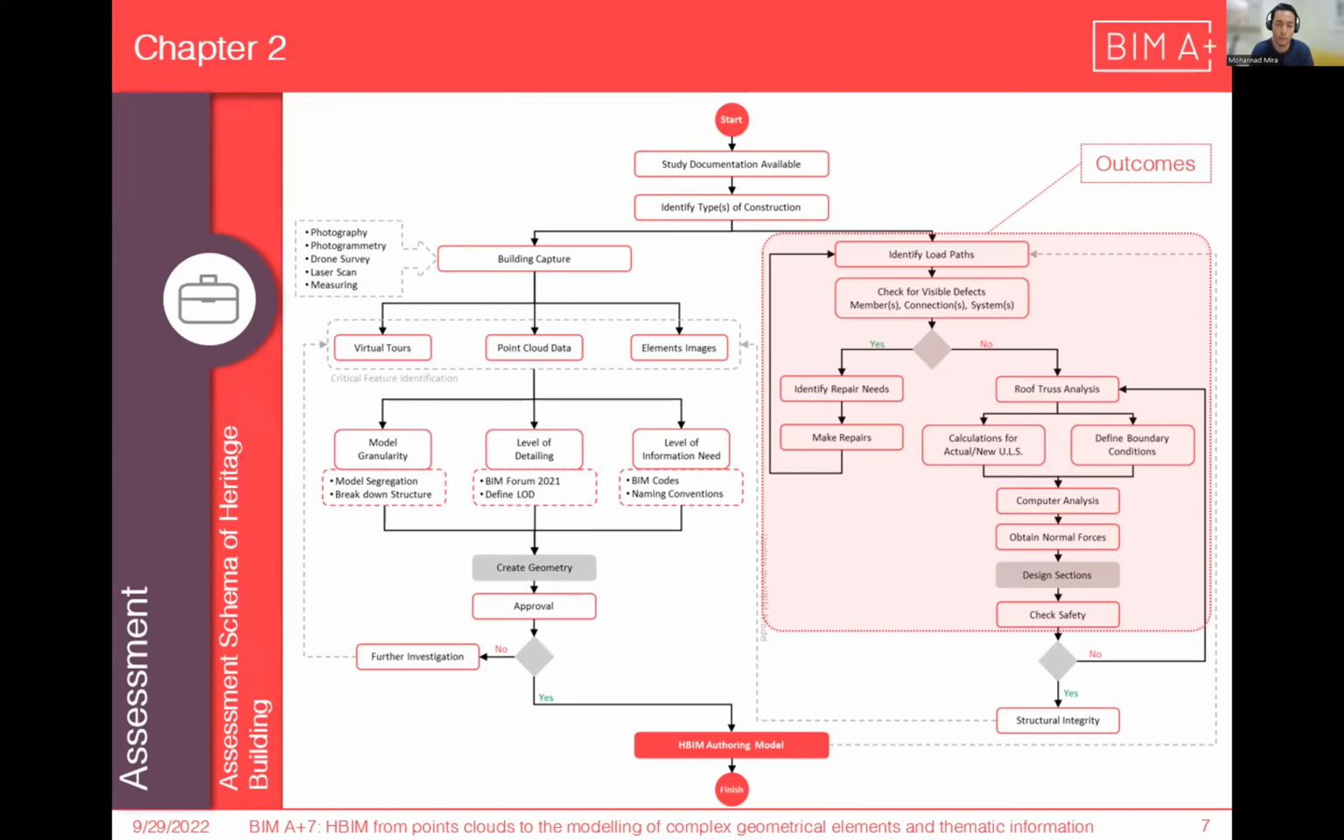If there were, we need to make a repair, and after the repair, you need to go through the whole process of identifying the load path from the beginning. And if there are not, you go with the truss analysis, because the roof was a truss system.